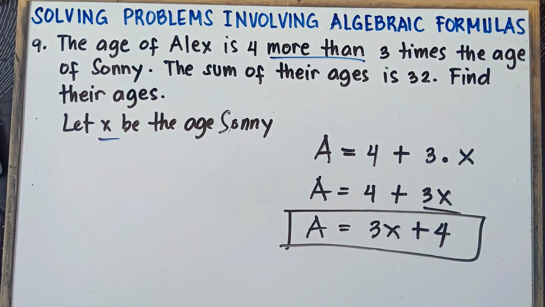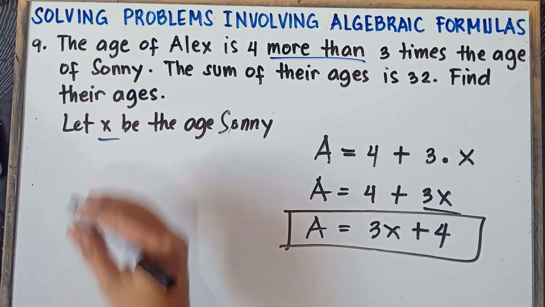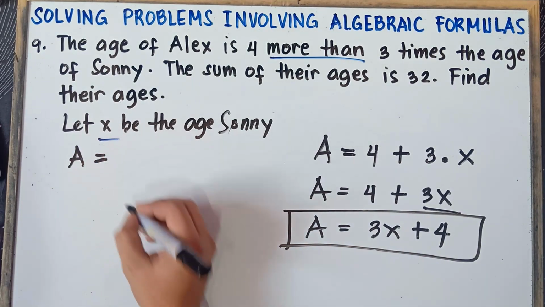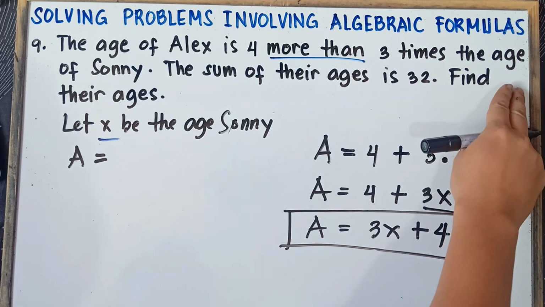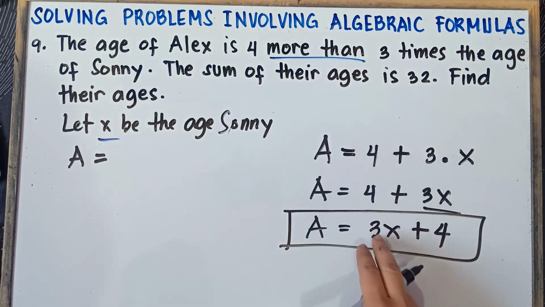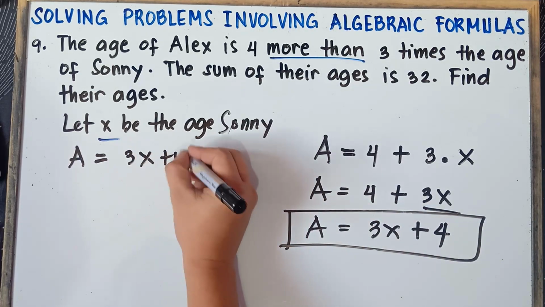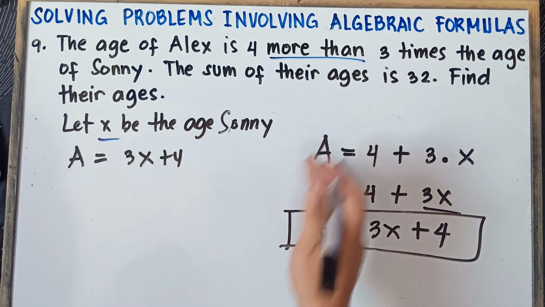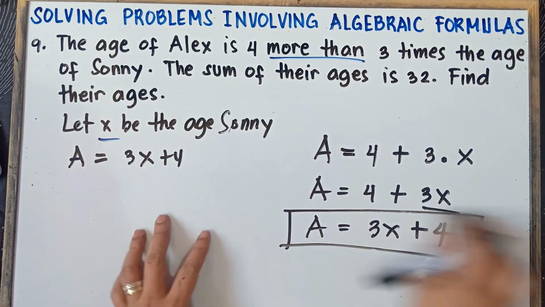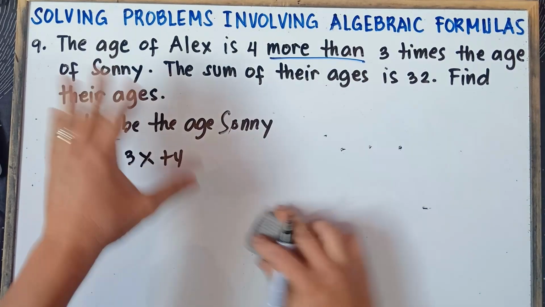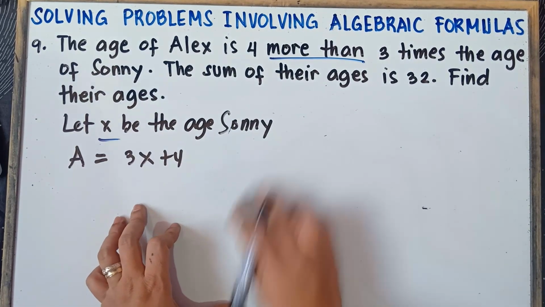So I hope it's clear for you, class. Why do we let X be the age of Sonny? So once again, Alex is 4 more than 3 times the age of Sonny. So 4 plus 3x, it should be 3x plus 4, because you have this word "more than," you do it reverse. Alright, so I hope it's clear for you, class. Why do we let x be the age of Sonny?